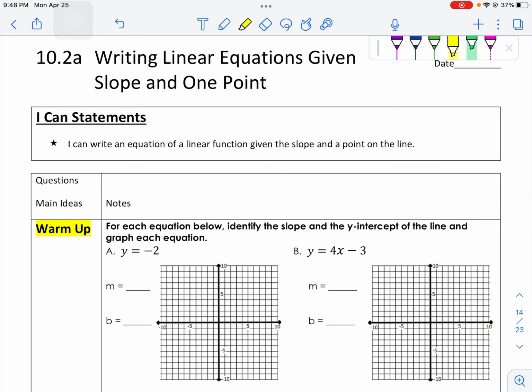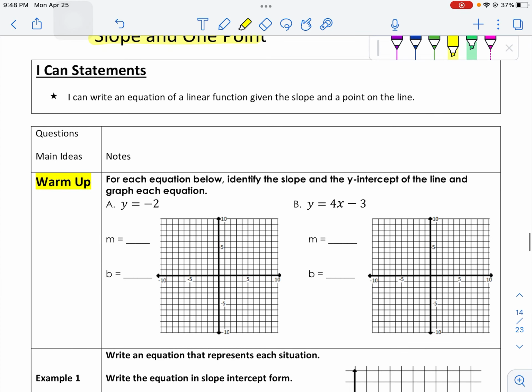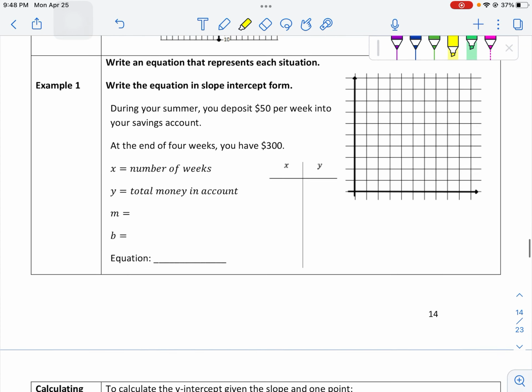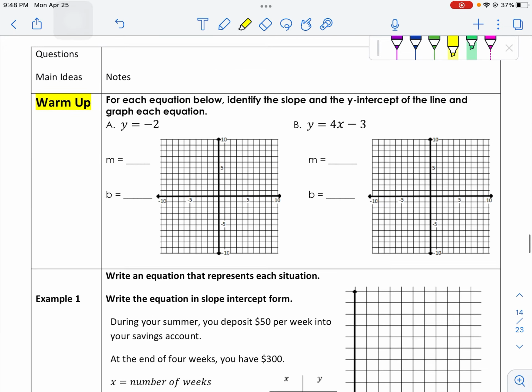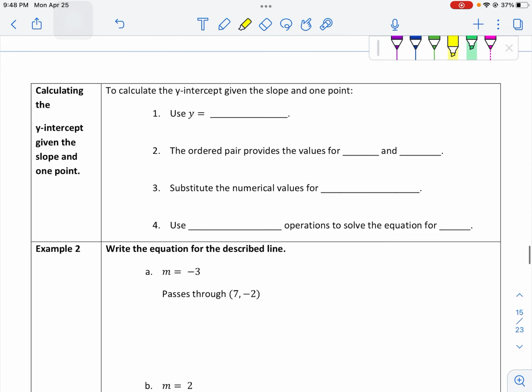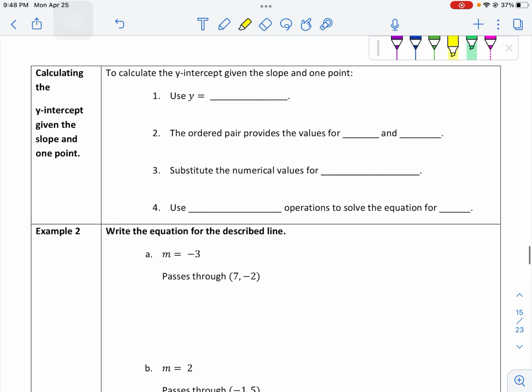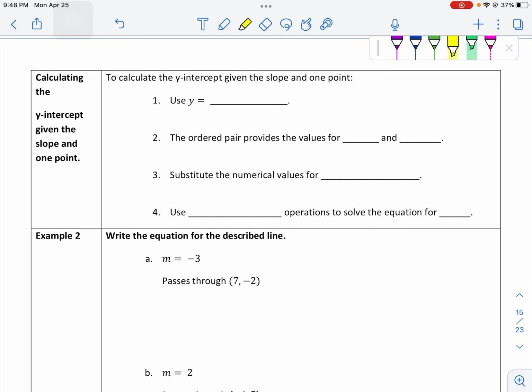All right, I'm going to make a video for writing equations with a given slope and 1 point. This goes with our 10.2a notes. I'm going to skip over the warm-up examples and example 1 because those are some review questions. So it starts on page 2 here of 10.2a. And here are the steps on how we're going to solve these problems.